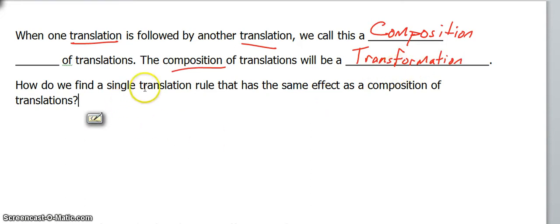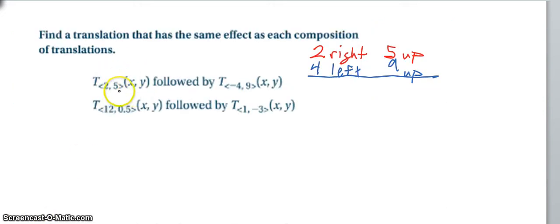So now that I've got that spelled right, this is transformation. And then how do we find a single translation rule that has the same effect as a composition of translations? Well, telling somebody to go forward and then go right is the same as telling them to go forward and to the right. So actually, a composition of translations is often just another translation. It's just a combined translation where you tell them to do both things at one time. So what we do here to combine these translations, we have a translation here that tells us to go to the right and up, so I wrote out 2 right, 5 up. This translation here then has a -4, so it tells me to go to the left 4, up 9.